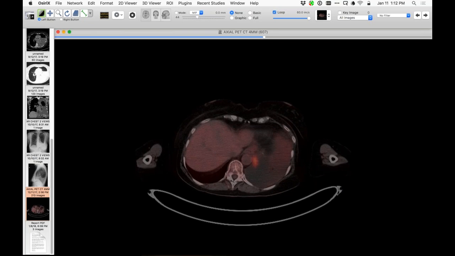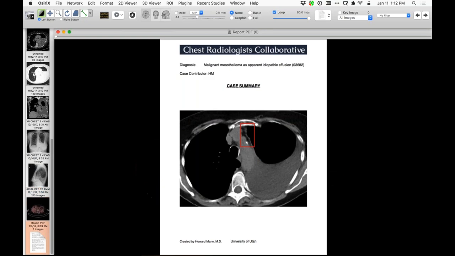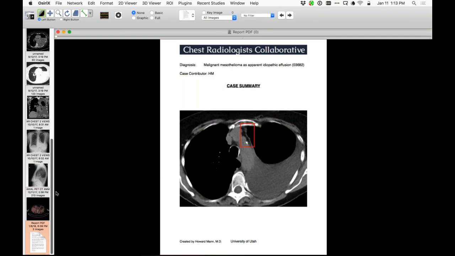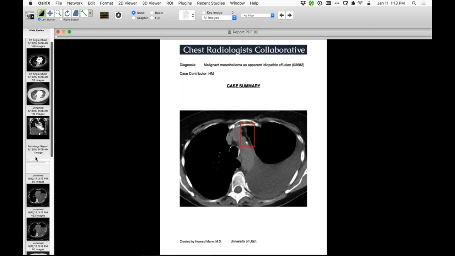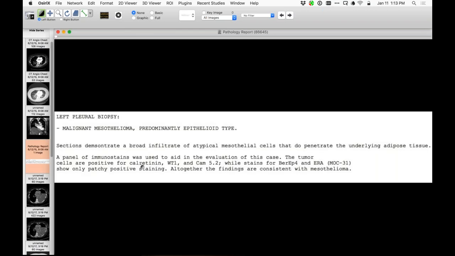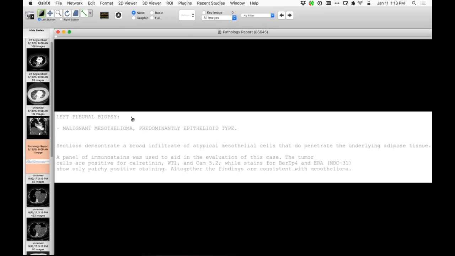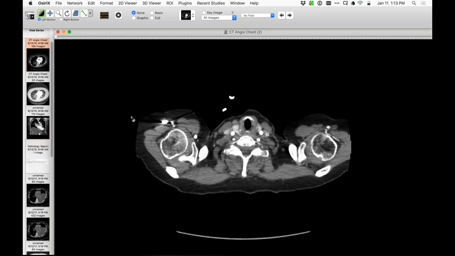And I will show you some of the pretty typical findings. She did have this diagnosed via VATS, and some of the typical cell surface markers: they typically are positive for calretinin and WT1 rather than TTF1. So this is a malignant mesothelioma. It's a female patient, and I didn't see findings suggestive of asbestos. But I always teach to evaluate the pleural surfaces really carefully.